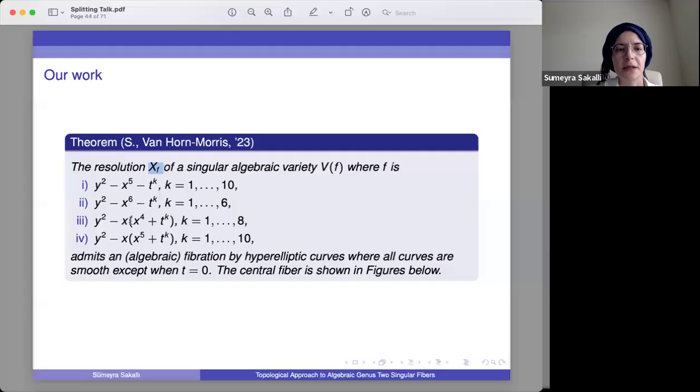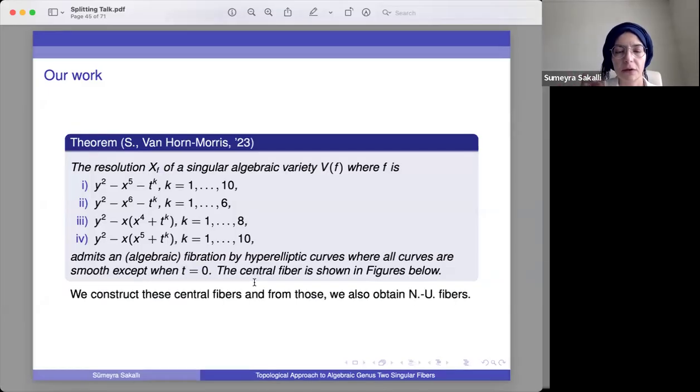This resolution space admits, we showed, an algebraic fibration by hyperelliptic curves, where all the curves are smooth except when t is equal to 0. So t is the fibration direction. Over the origin, again, we have a singularity, and everywhere else we have smooth fibers. And the central fiber over this origin, we construct all of these central fibers. I will show you some pictures, but we construct all of them in our work. And then from those, we also construct the Namikawa-Ueno fibers.